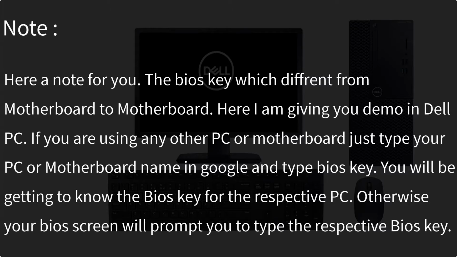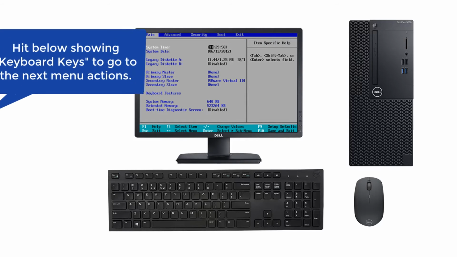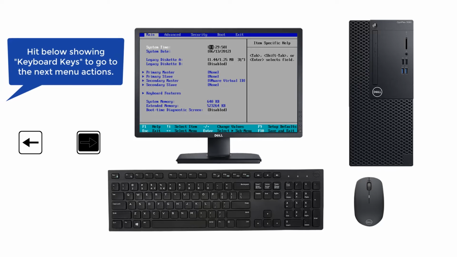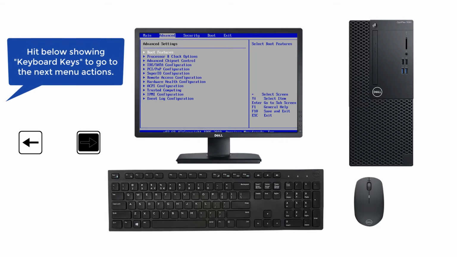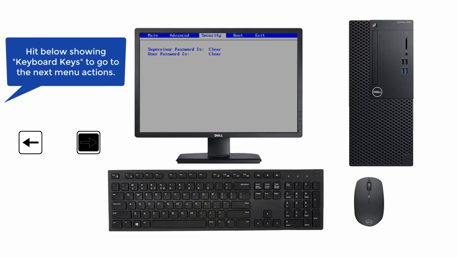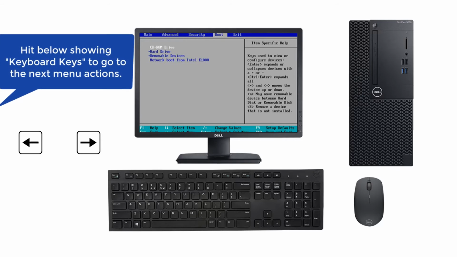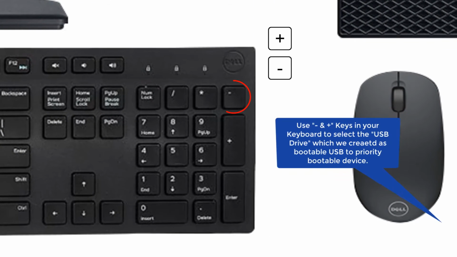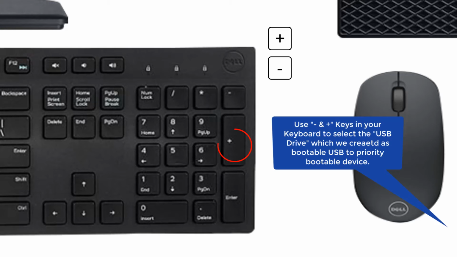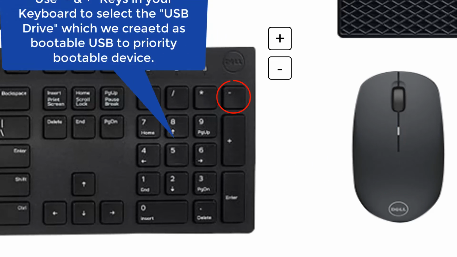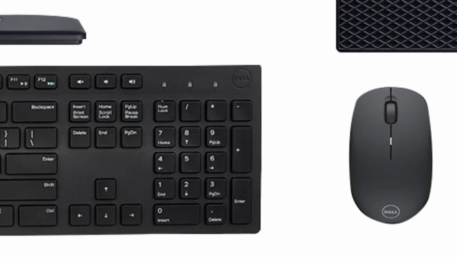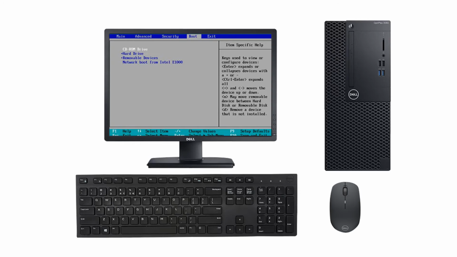After hitting the F1, you could see the BIOS menu appear on your monitor. Use the left and right navigation keys on your keyboard to go to the next menu option. Once you reach the boot menu, use the minus and plus keys on your keyboard to make the bootable device come to the top. I have a bootable OS in my USB pen drive, so I keep the same on the top.